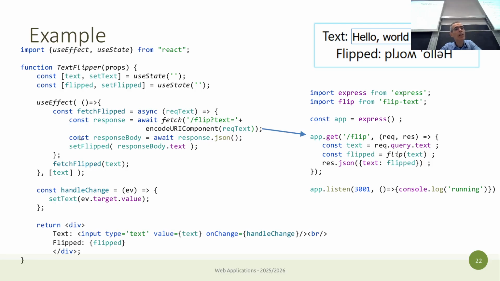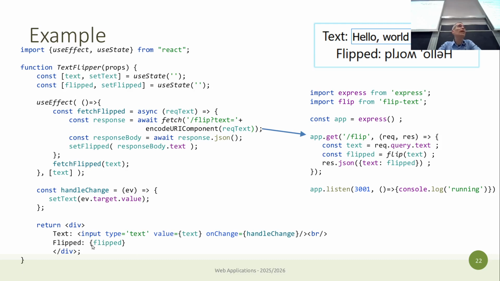And then we have a response body, an object that corresponds to the JSON that has been sent back from the server, from which we take the value text and we set it here in the state. Not in the state of the form, but in the state of flipped, that is what is shown. Okay? This is a very common pattern.